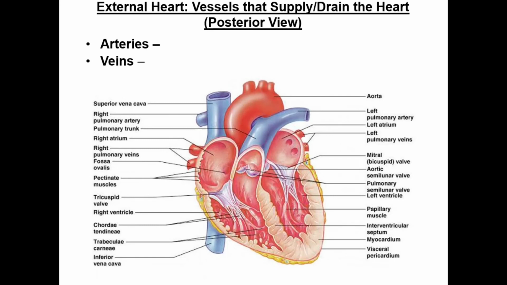The vessels that supply or drain the heart on the posterior aspect. Arteries: right coronary artery in the atrioventricular groove, and the posterior interventricular artery in the interventricular groove. Veins: great cardiac vein, posterior vein to the left ventricle, coronary sinus, and middle cardiac vein, they drain.